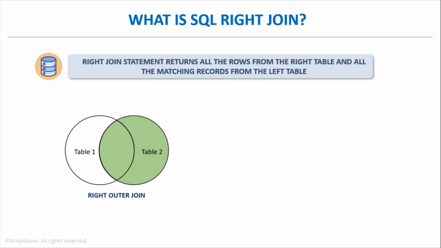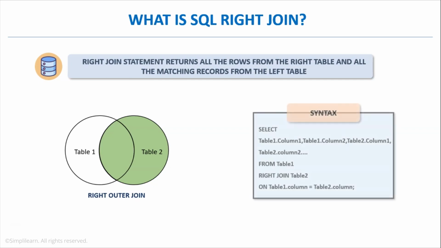For example, let's say we have two tables, table A and table B, and when the right join is applied to the two tables, it would give all the records from the table B and only the matching records from the table A, that is table 1.